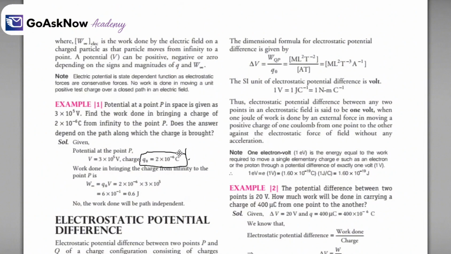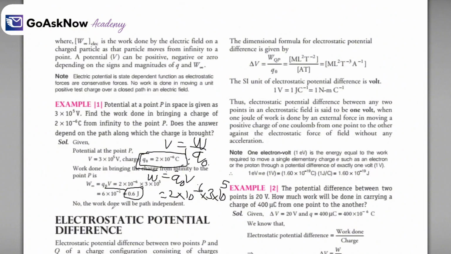So the work done is, you already have seen that V is equal to work done by Q naught. After cross multiplying, you will get work done is equal to Q naught into V. Q naught value is 2 into 10 to the power minus 6, and 3 into 10 to the power 5 is your potential value. So you will get 6 into 10 to the power minus 1 joule, so it is 0.6 joule.